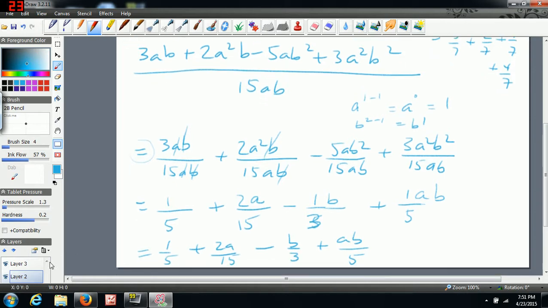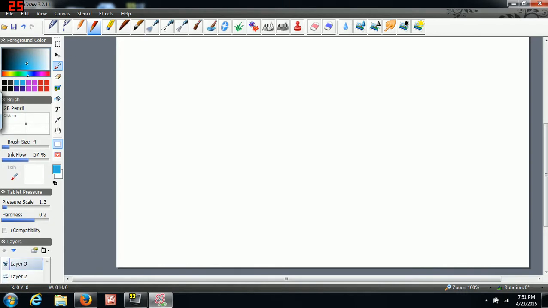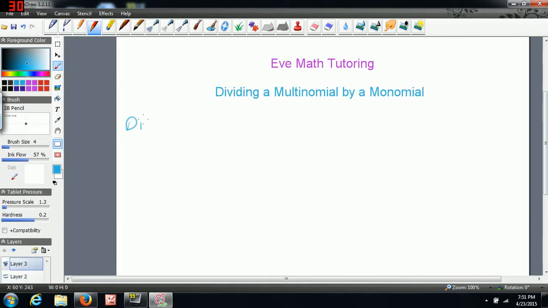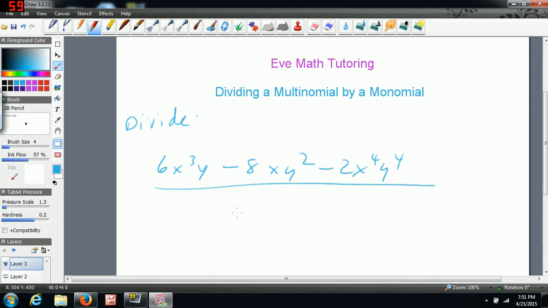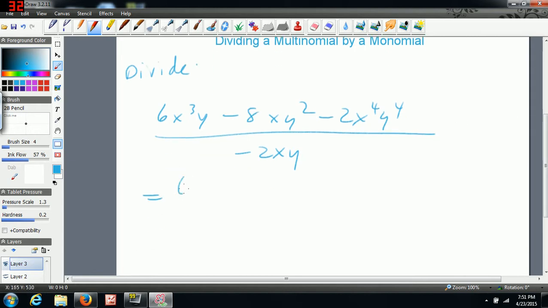We can try one example with a negative number on the bottom. So say you're asked to divide 6x cubed y minus 8xy squared minus 2x to the 4 y to the 4 divided by negative 2xy. So in this case, again, we take each one and divide them out by themselves first. Minus 8xy squared over 2xy.